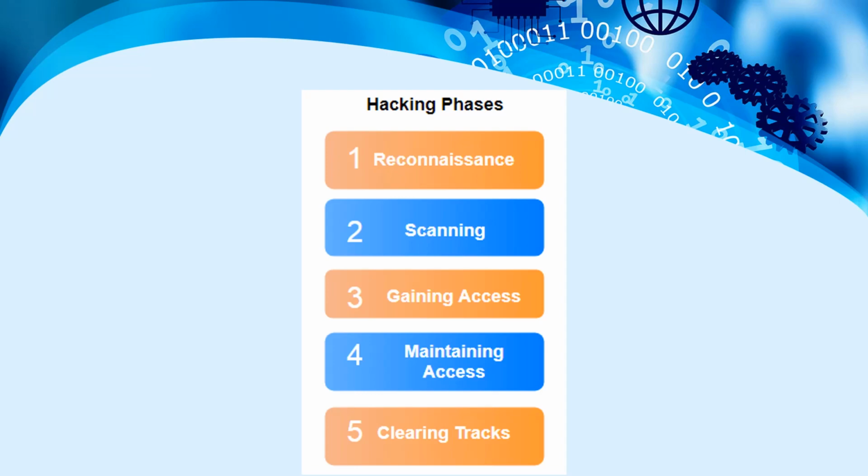So basically, the final phase of hacking or penetration testing is clearing the logs, or clearing the tracks. So that's the five phases of hacking.